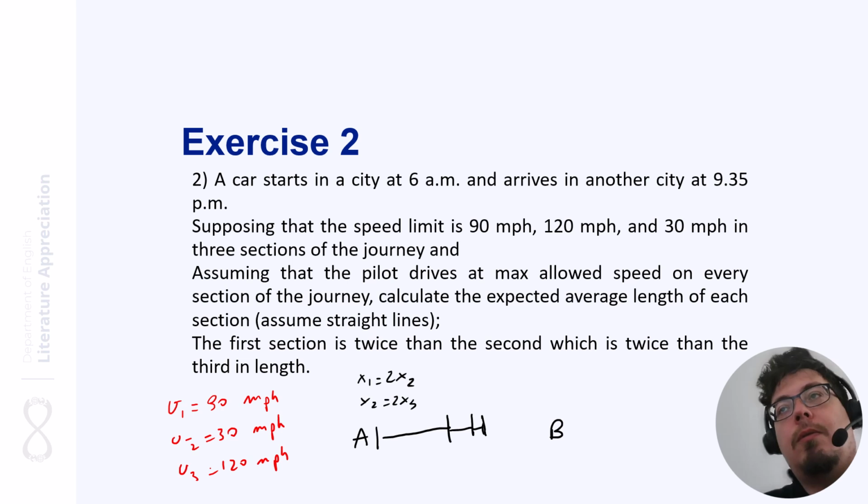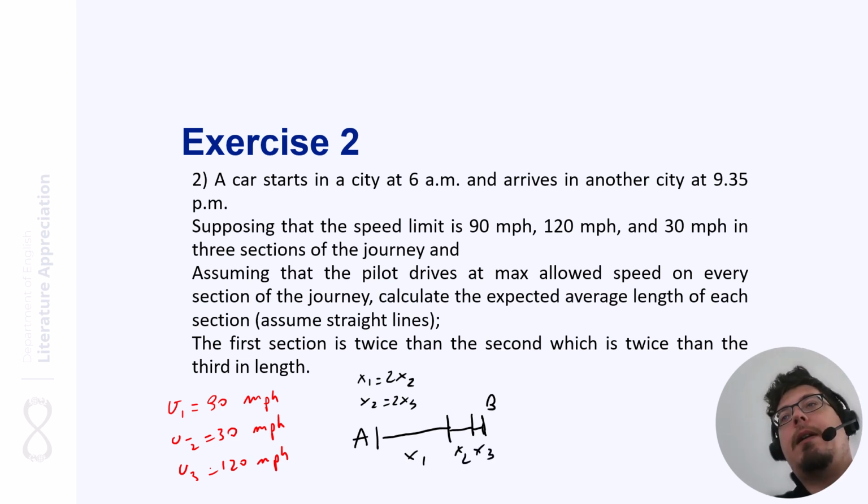So this is x1, which is twice x2, which is twice x3. Well, this is A and this is B: x1, x2, x3. And we want to find x1, x2, and x3 from this setting. Let's see how we can do it.